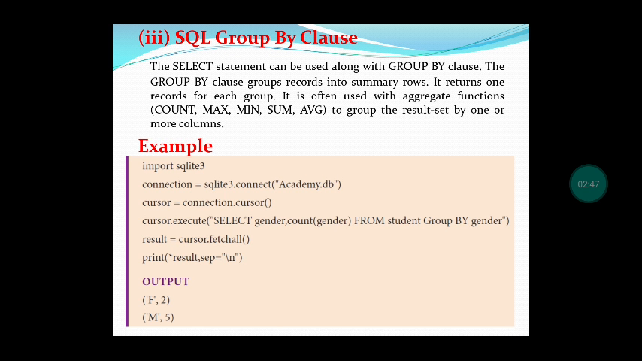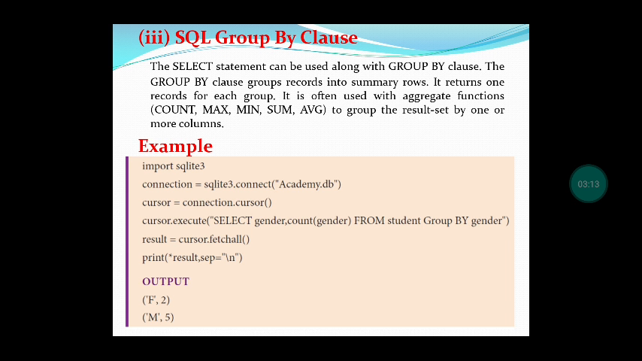This group by clause is used with a group of records to display the rows, and this group by clause can also be used with the aggregate functions. Later we will see more about the aggregate functions. Count, max, min, sum, average, these are the aggregate functions. Along with the aggregate function we can use this group by clause.